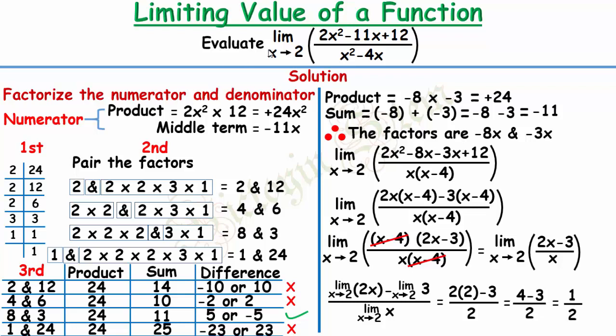So the limit as x approaches 2 of 2x squared minus 11x plus 12 divided by x to the power of 2 minus 4x equals 1 over 2. I do hope the solution was clear enough to your understanding.